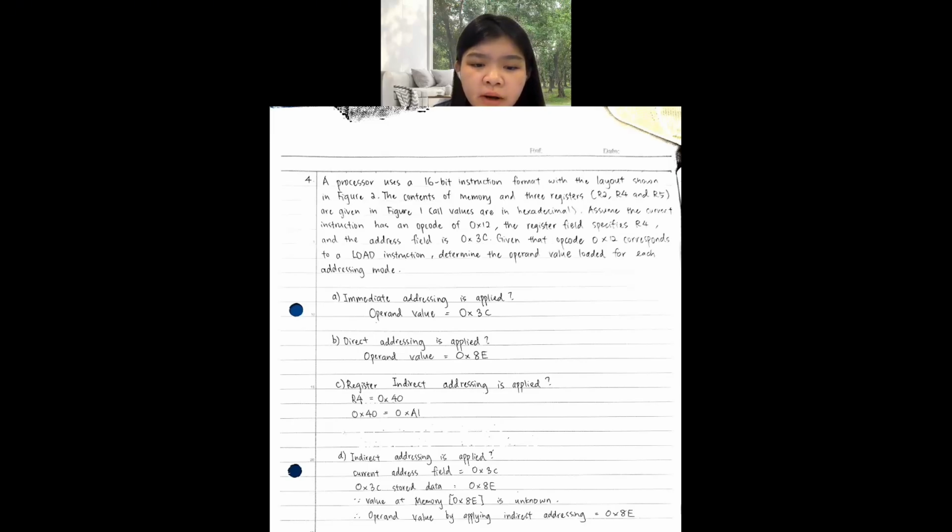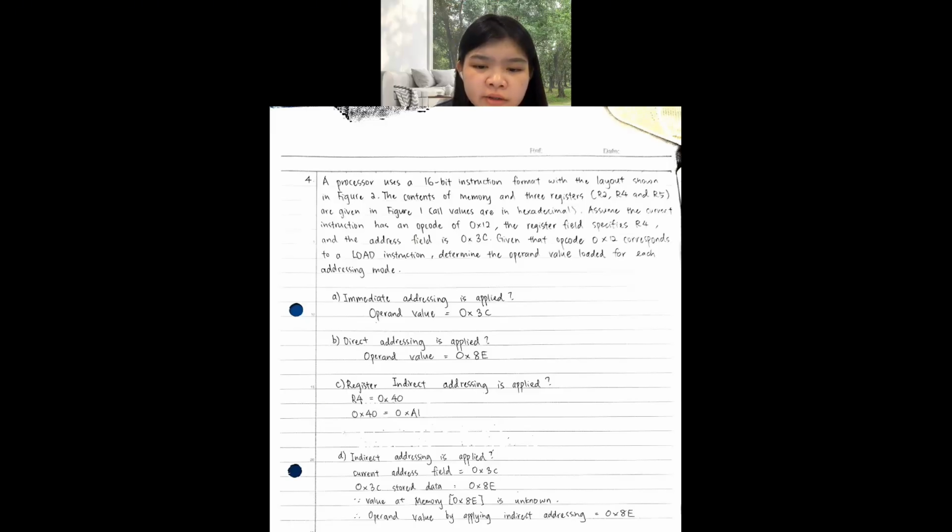So for part A, immediate addressing. In immediate addressing, the address field itself is the operand. So the operand value will be 0x3c. No memory access is needed; the value comes directly from the instruction. And after that, we will go to the next part.